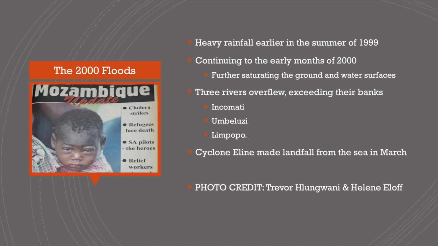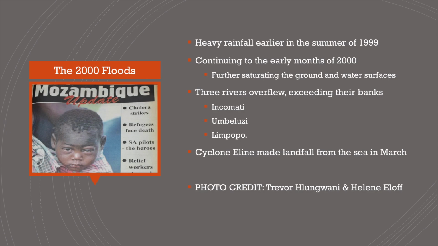By March, Cyclone Eileen made landfall from the sea, turning this natural disaster into one of the most devastating in the country's history. According to some estimates, the country had 75% of its yearly rainfall in just 3 days, and in 5 weeks, 1,400 square kilometers of land drowned, and malaria, cholera, and diarrhea overtook the cities and villages of Mozambique.